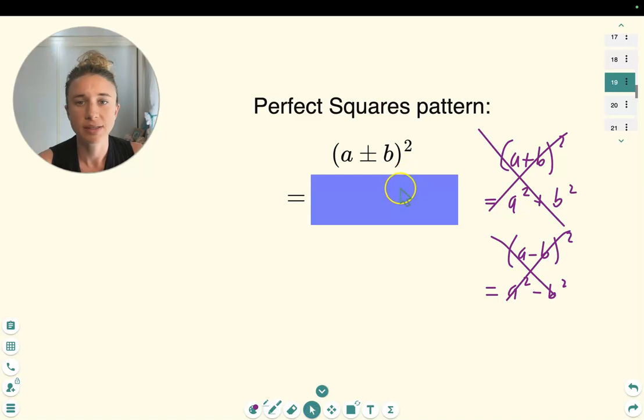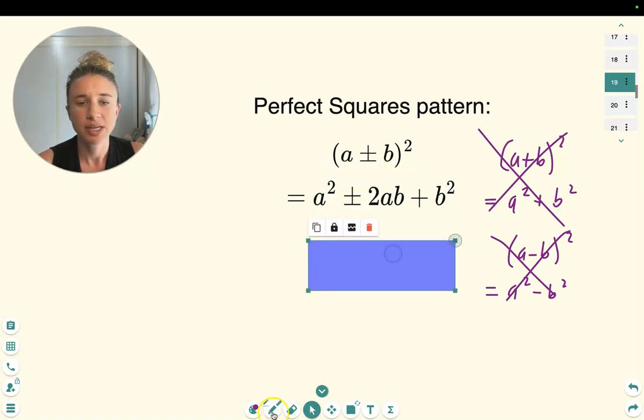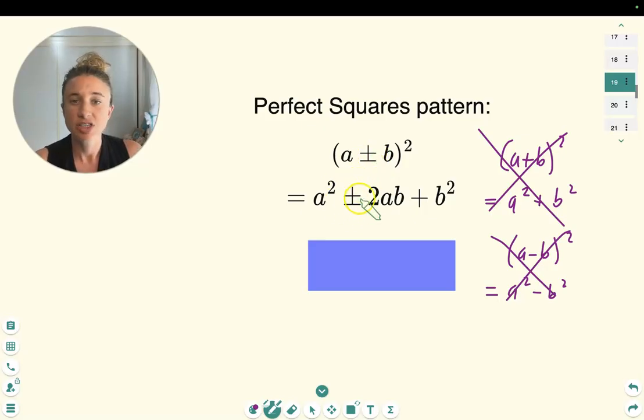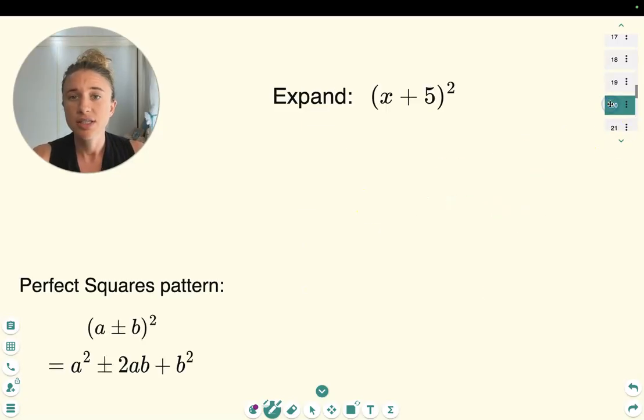This is the pattern. So a plus or minus b, squared, is going to be a squared plus or minus 2ab plus b squared. So depending on whether you've got a plus here or a minus is going to change the sign in between these first two terms, okay? So let's go. Expanding this one.